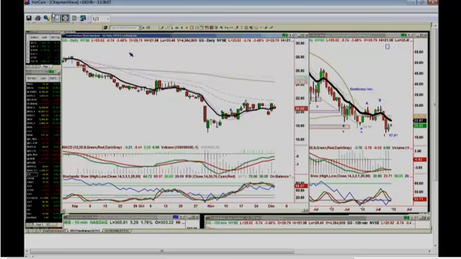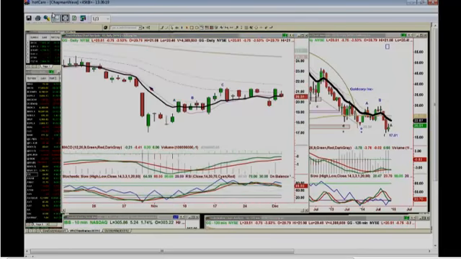Okay, let's use GG, which is Gold Core, as a good proxy, a good template for the question that you have. So Gold Core makes a low on October the 31st at $17.01. Here it is, 17.01. Now, we don't know where it's going to go or anything like that.